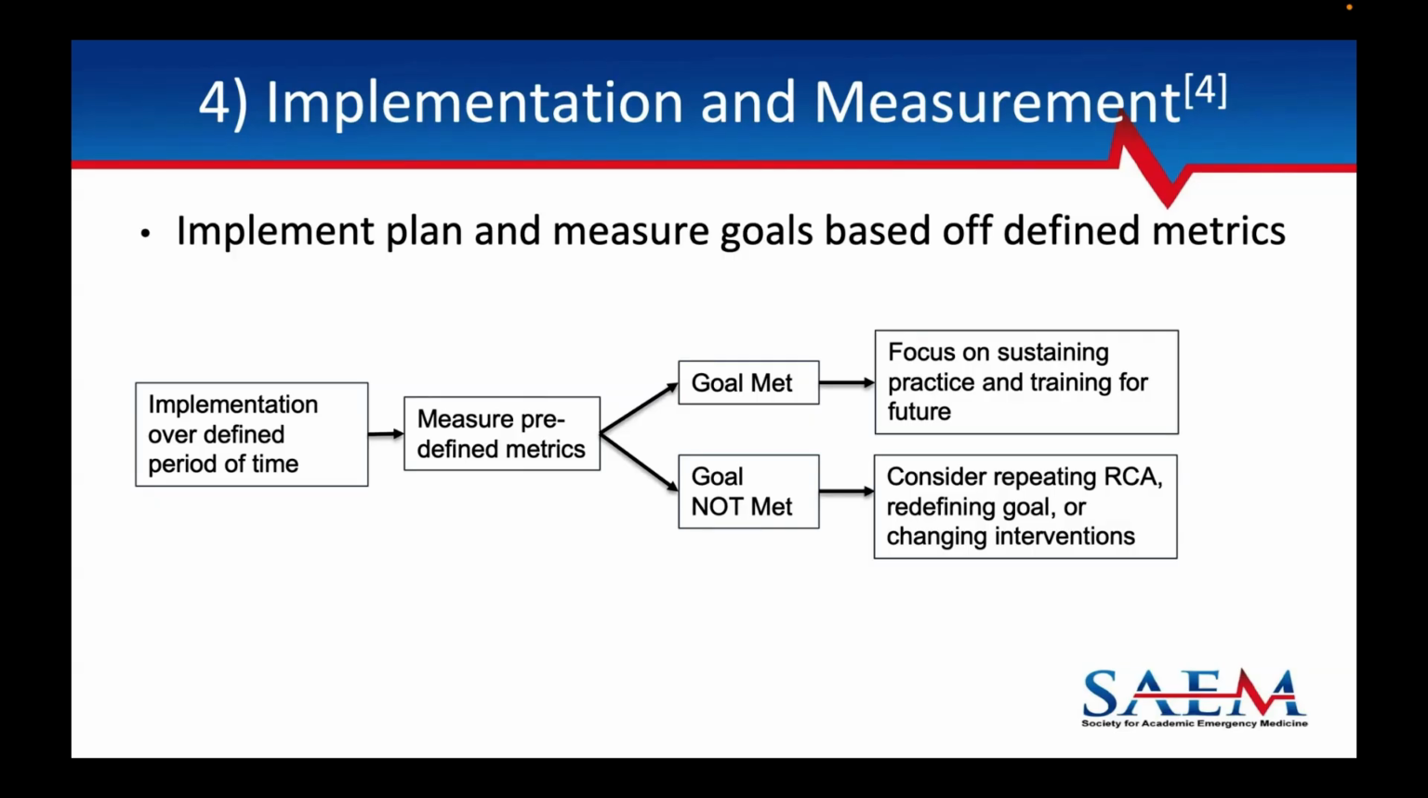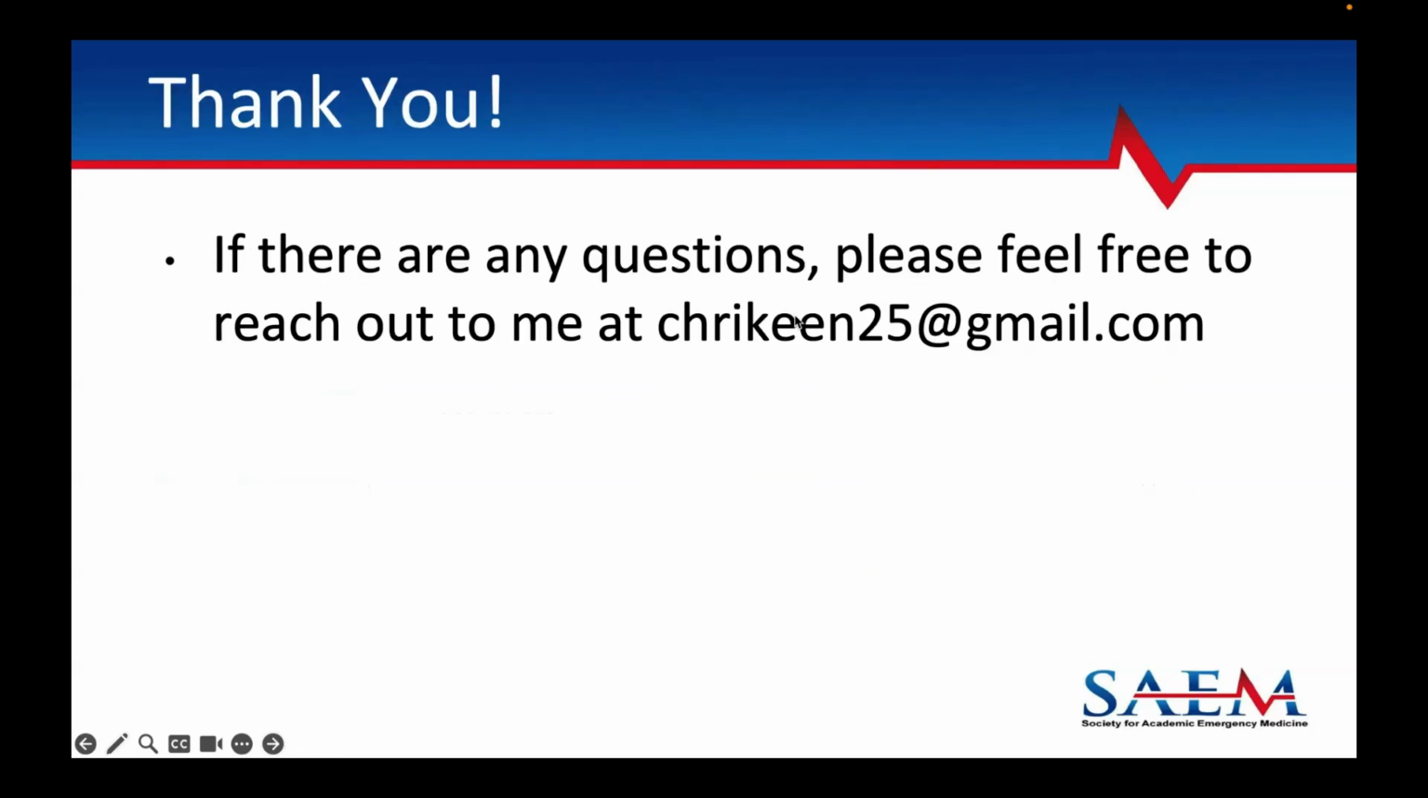Consider repeating your RCA. Were there root causes that you missed? Are there other interventions you can create? Or let's keep the interventions, but change them up a bit. Then you do this step and repeat the process. Did we meet the goal? And it's an iterative process, as we already mentioned.